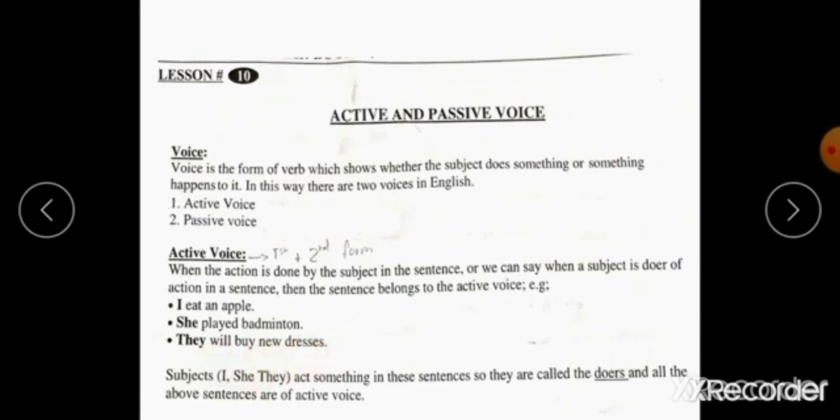So students, subjects I, she, they act something in these sentences, so they are called the doers. Doers mean काम करने वाले. And all the above sentences are of active voice, and structure will be subject, verb and object. According to the tense, we will write the forms of verb in active voice.